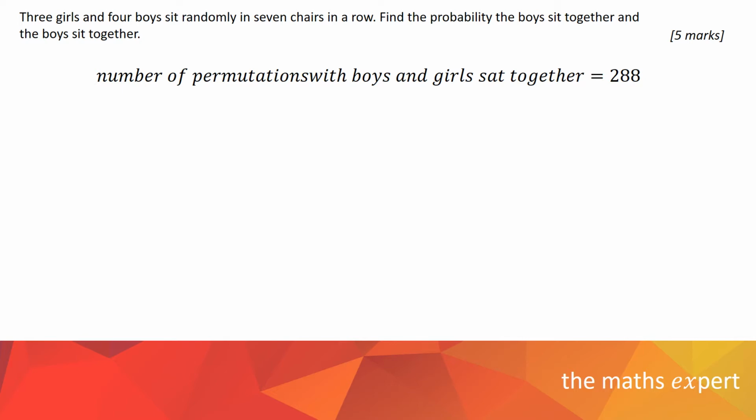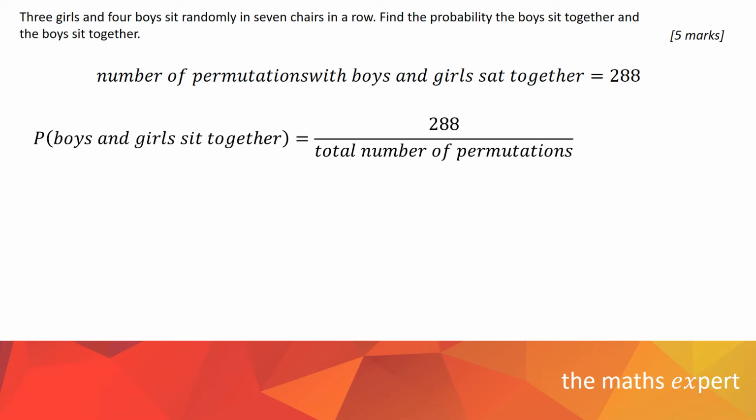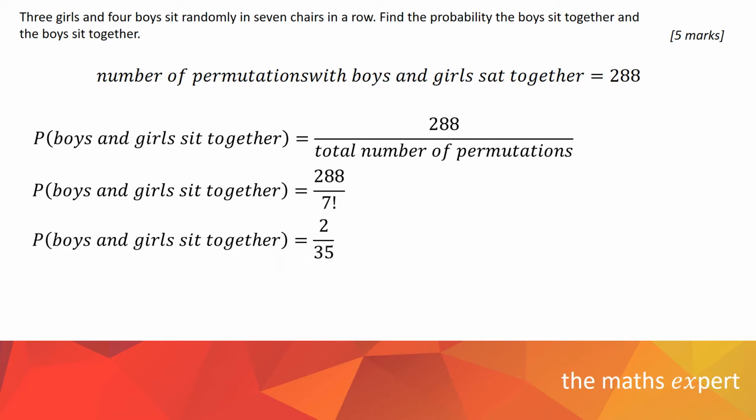This question does introduce the link between permutations and probability. As the probability of something happening is the number of outcomes of the situation you want to find the probability of, over the total number of outcomes, there is a clear link between probability and permutations. The total number of outcomes would be 7 factorial, as this is the number of ways we can order 7 objects in a row when considering the corresponding tree diagram. Therefore, the probability is 288 over 7 factorial, which simplifies to 2 over 35.